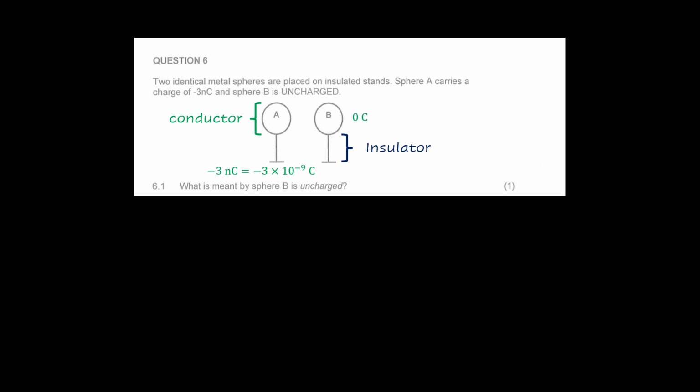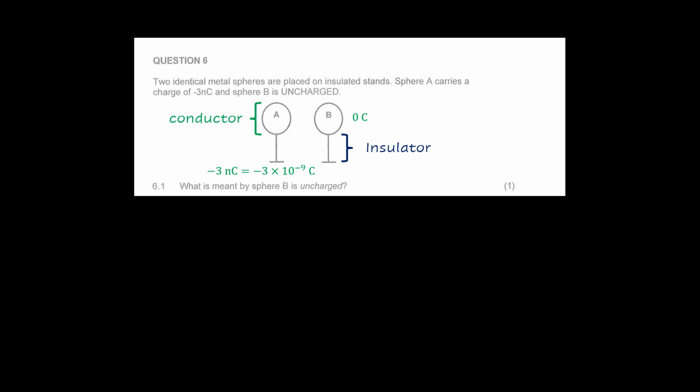The charge on sphere B is 0 coulombs, because it is mentioned that sphere B is uncharged, so there is no charge on it. This means that the number of electrons on sphere B is equal to the number of protons. Hence, it has no charge. It is uncharged, or somebody else might say it is neutral.